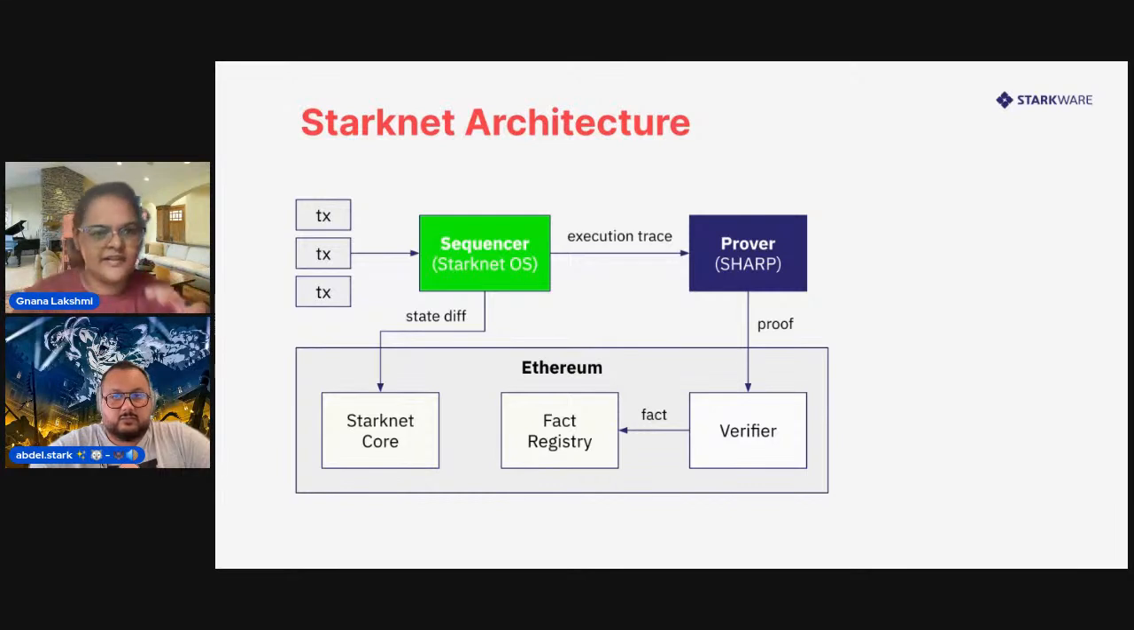So what happens in this layer 2 is that the transactions that go onto this layer 2 are captured by the sequencer or the Starknet OS, and it creates the blocks for you. From the sequencer, there are several things that are happening. The execution trace goes to the prover, the state difference is recorded in the Starknet core, and there is a verifier that verifies the proofs that are generated. So this is a quick look at the Starknet architecture. But the component that I've highlighted today, the green element, is the sequencer element. And Project Madara is very closely linked to the sequencer element, which we will be talking about today with Abdel.